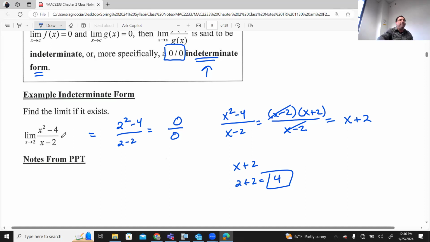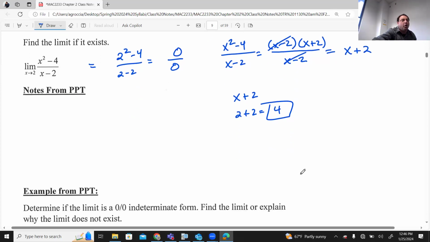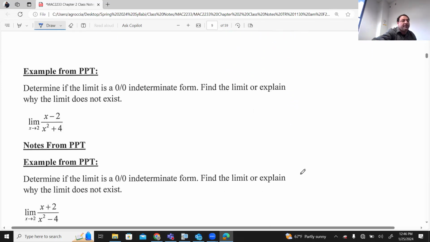Okay? And again, from the original, there could be a hole or something like that, but what's happening at 2? You get 4. So bottom line, if you get 0/0, do that extra step. And that doesn't mean it's always going to happen.